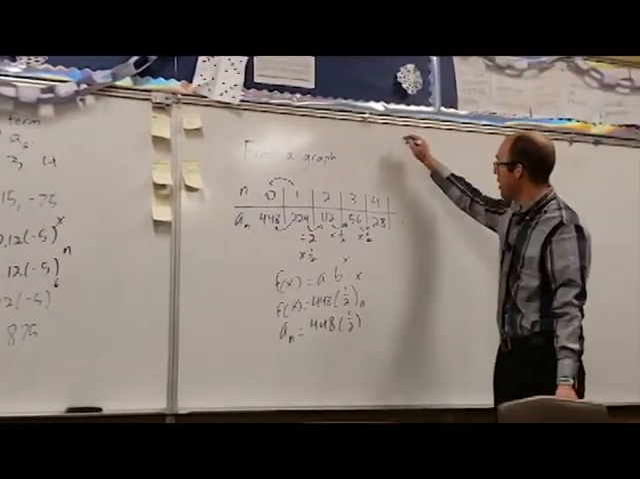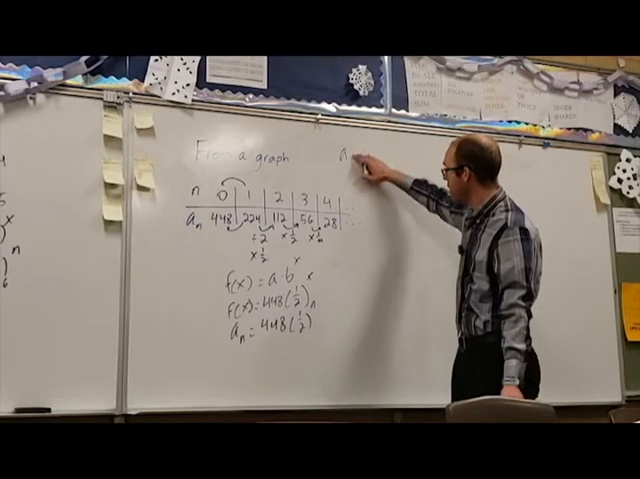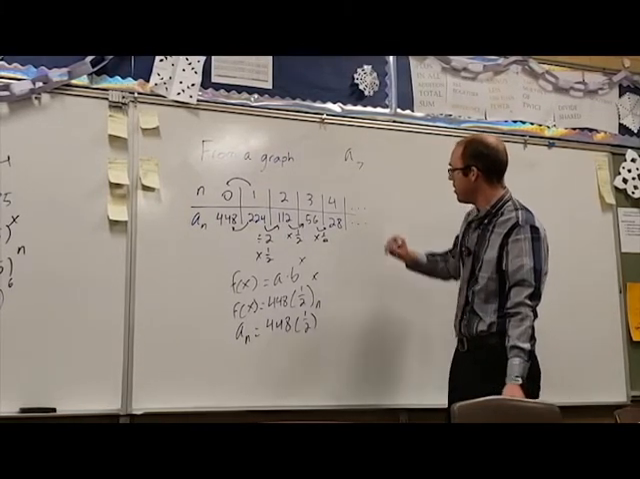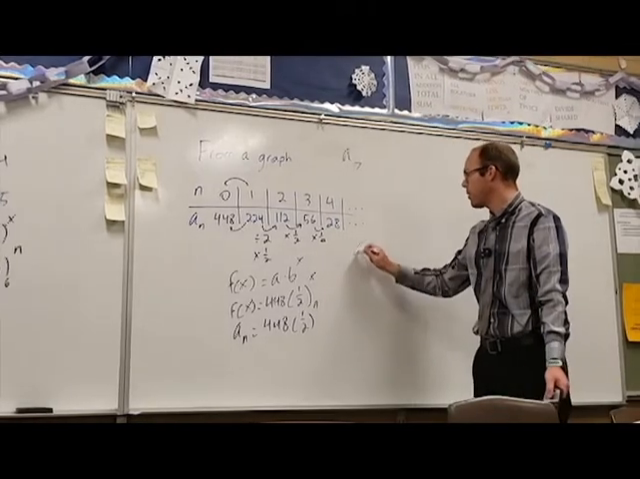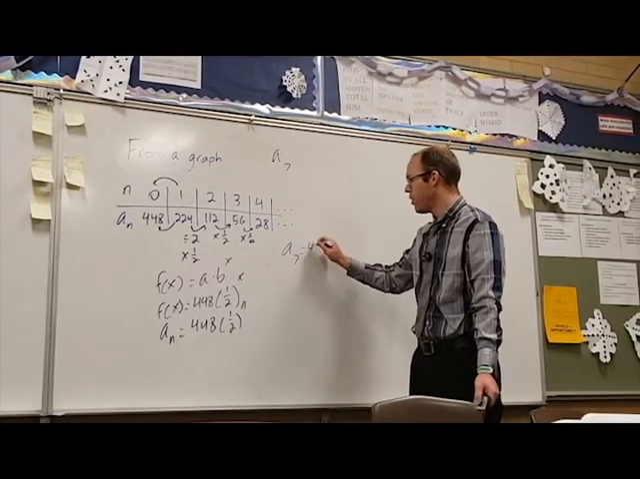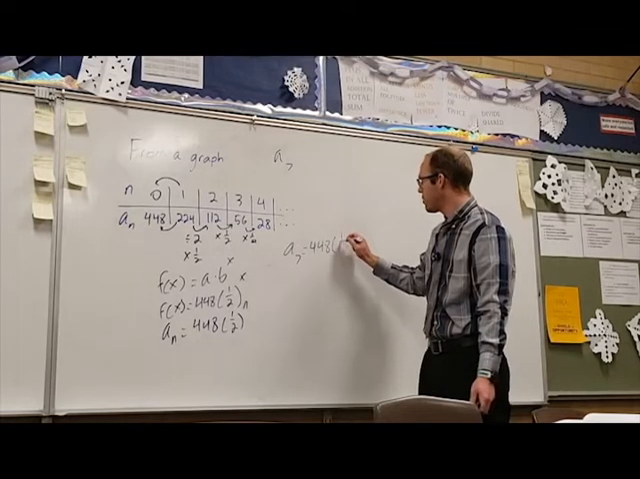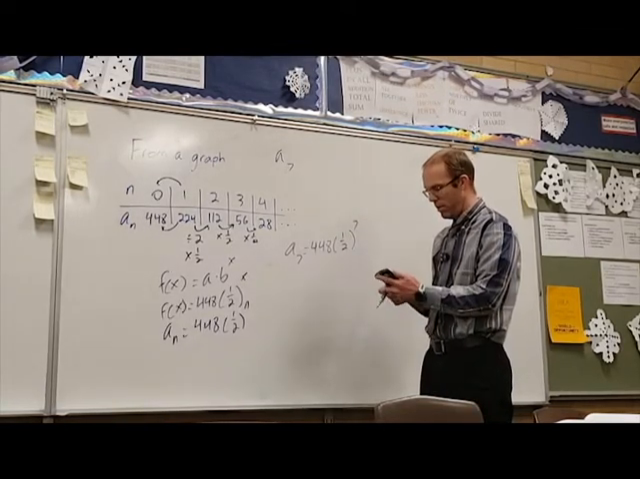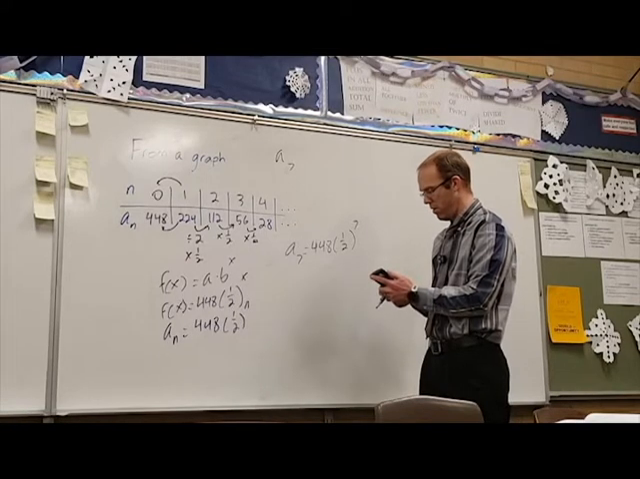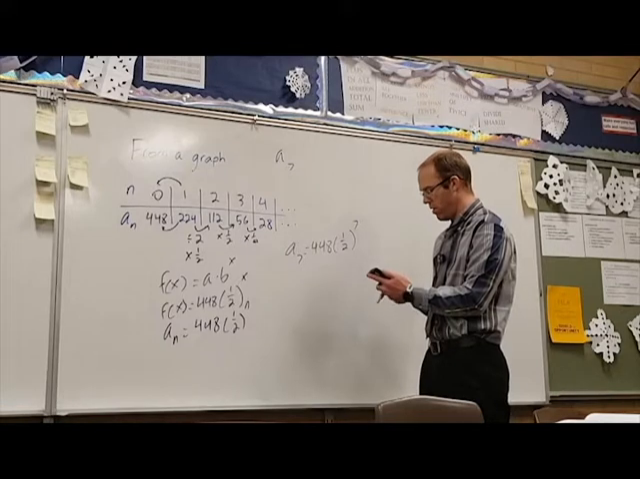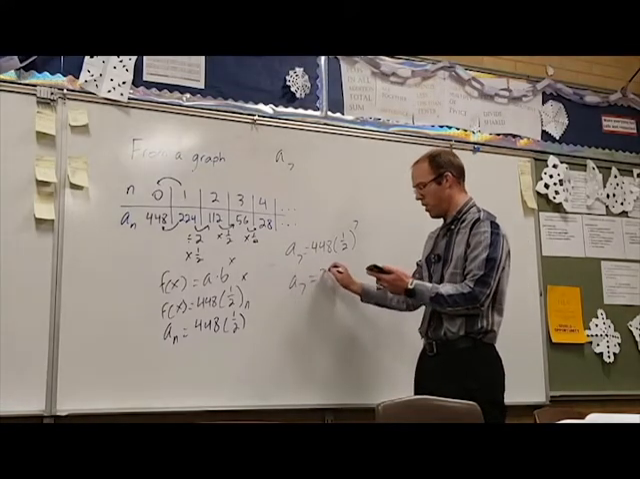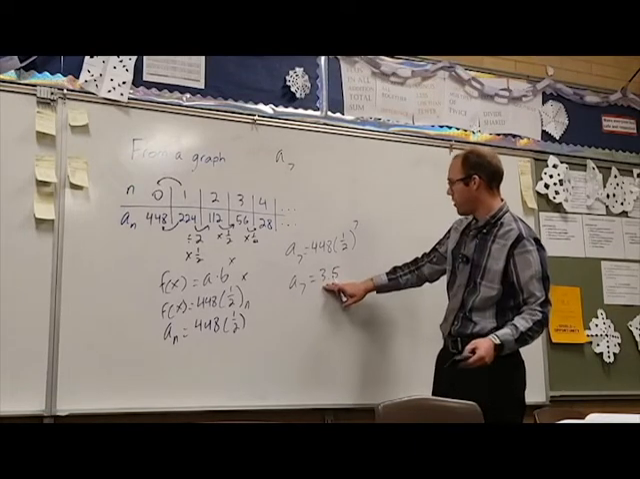Let's try a different one right here. I don't have to ask you about a sub 6. I could ask you about any step. So let's do a sub 7 instead on this one. That would give us a sub 7 equals 448 times 1/2 to the 7th power. Plugging that into our calculator, parentheses are extra important on this one so that you don't do the calculations incorrectly. We get a sub 7 equals 3.5, which you can write as a decimal.